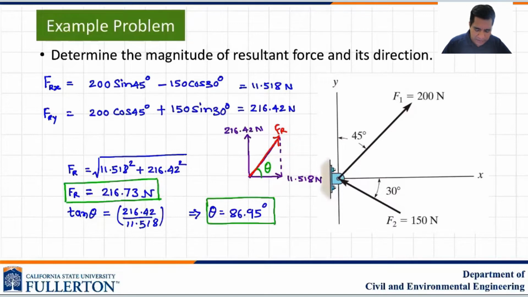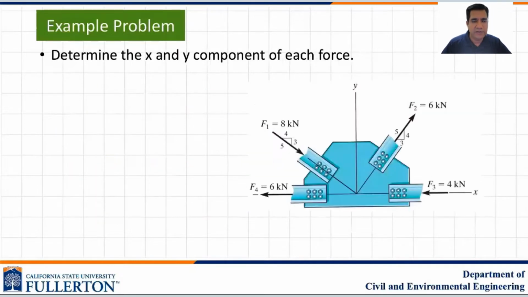Let's go over another example where we try to find the x and y components, where vectors may be expressed in terms of slopes. Instead of writing them as degrees, we can sometimes define the direction with the slope. So for example, in this particular case, we have four forces. Obviously, F3 and F4 are acting in the negative x direction and they do not have any y component. So we only have to worry about F1 and F2.